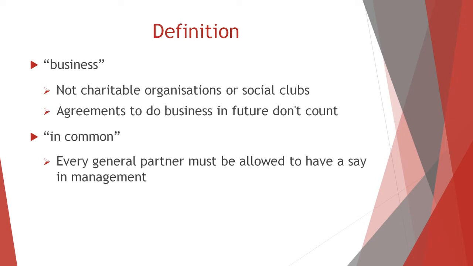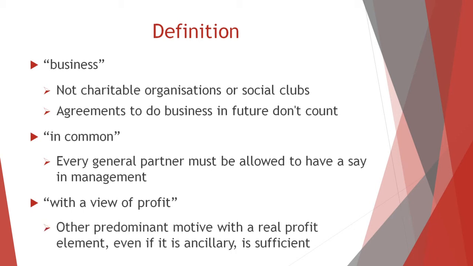The business must be carried on with a view of profit. If a partnership is formed with some other predominant motive, but there is also a real profit element, even if it is ancillary, then the business itself is still being carried on with a view of profit and a partnership can exist. The sharing of profits is only prima facie evidence of the existence of a partnership, however. It does not automatically make the recipient a partner.